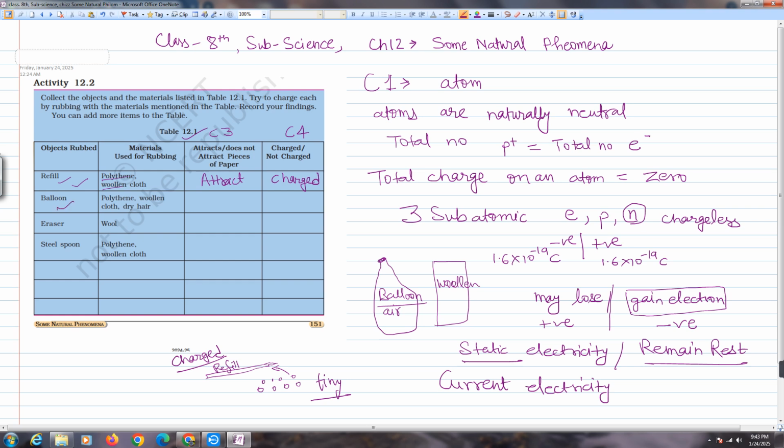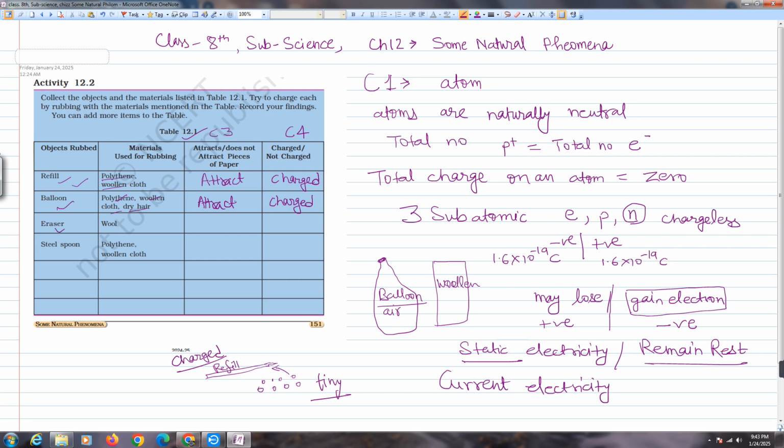Now come to the second point. The second point is balloon. Whenever we are rubbing a balloon with polythene, with woolen cloth and with dry hair, the balloon will be able to attract tiny pieces of paper. And here we can conclude, yes, the balloon also gets charged after rubbing with polythene, with woolen cloth and with dry hair, correct?